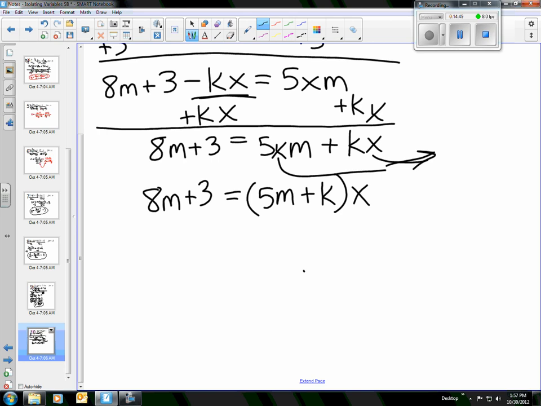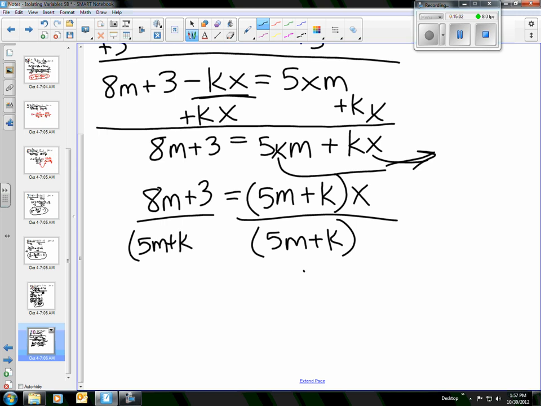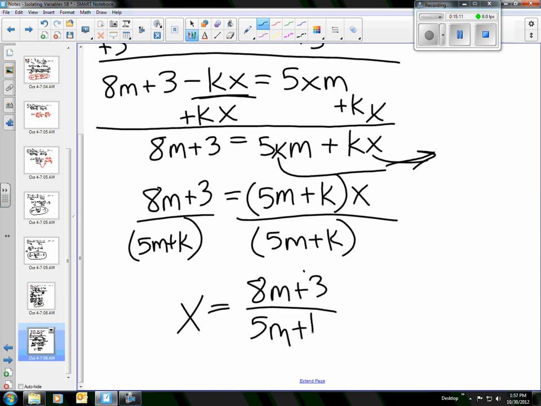And then lastly here, since we see that x is being multiplied by the quantity 5m plus k, we can divide by 5m plus k on both sides. Therefore, x is equal to 8m plus 3 all over 5m plus k.